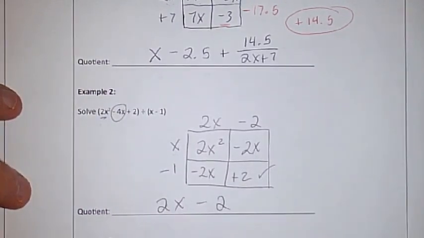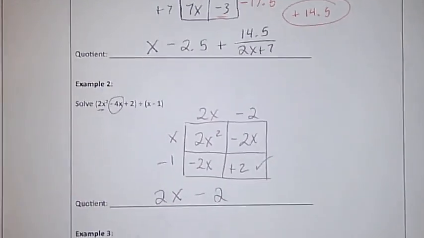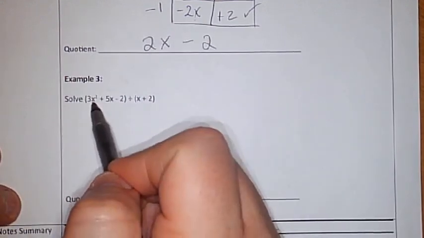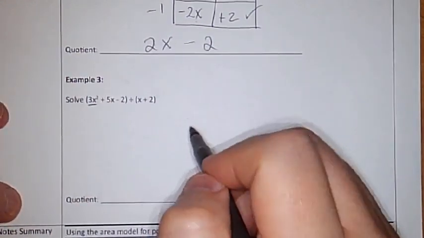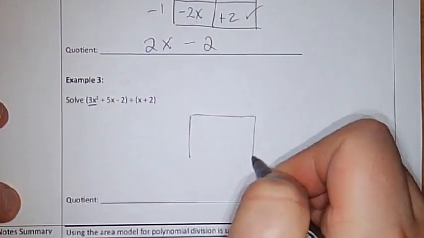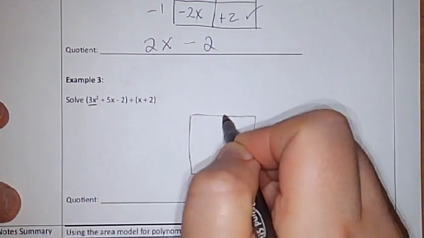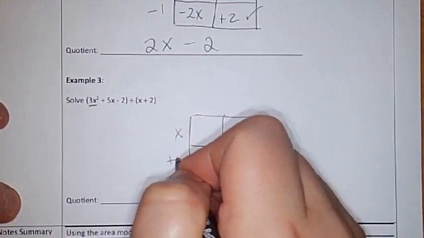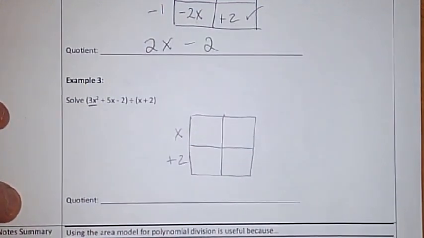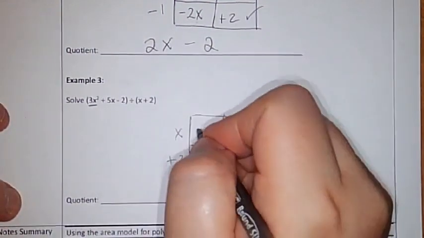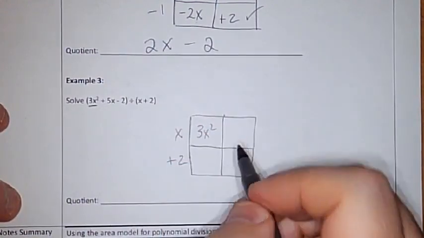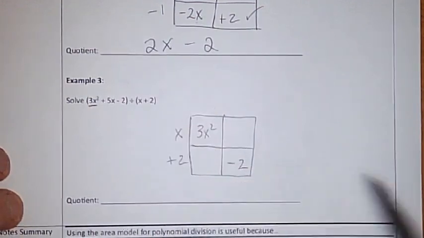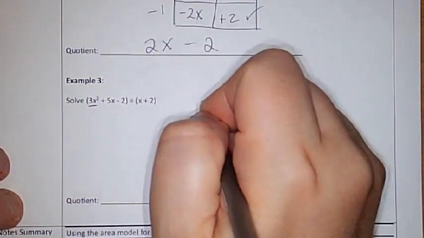And one final example. Again, this is an x squared term, meaning I only need two columns. So here are my two columns and my two rows. I'm going to write the x plus 2 down the side. Top left, I'm going to put 3x squared. Bottom right, I'm going to put negative 2. What times x gives me 3x squared? The answer is 3x. So 3x times x is 3x squared.